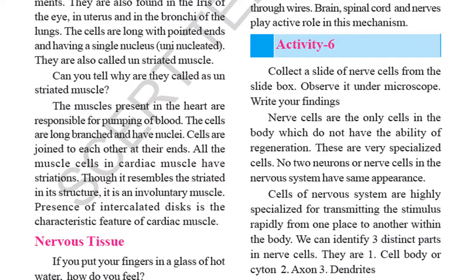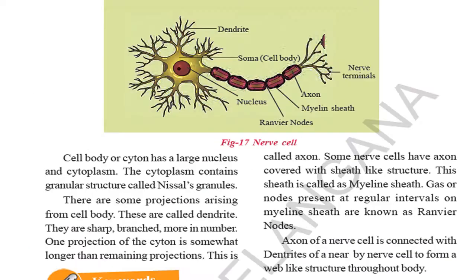We can identify 3 distinct parts. In the nerve cell there are 3 parts: cell body or cyton, axon, and dendrite. 3 parts are in this diagram. Dendrite first one, nerve cell, draw it properly, it can come for 4 marks, it's an important question. Axon, and soma, Ranvier nodes, myelin sheath, nerve terminals.